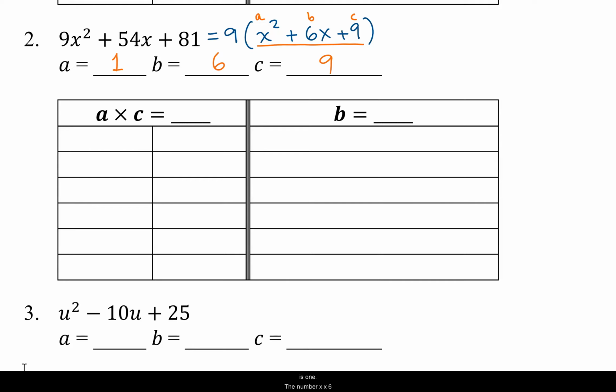And now we play the same game we did before. A times C. 1 times 9 is 9. B is 6. Remember, we're looking for factors of 9 that will add to be 6. So we can start out with number 1. 1 times 9 is 9, but 1 plus 9 is 10, so that doesn't work. And then the only other factor pair we have for 9 is 3. 3 plus 3 is 6, and it does work.